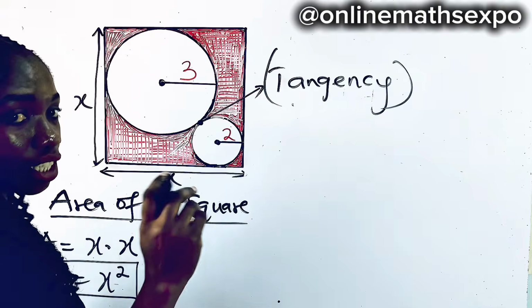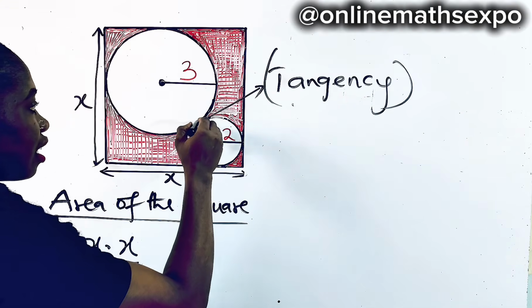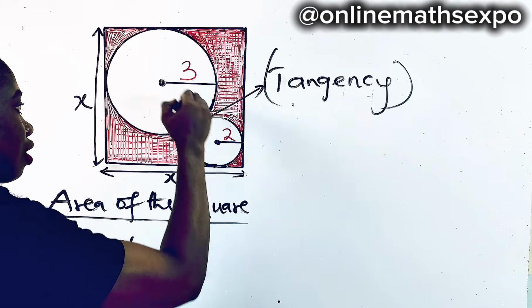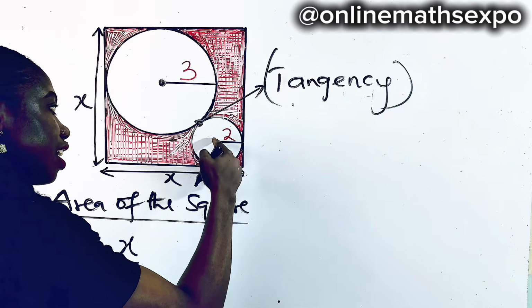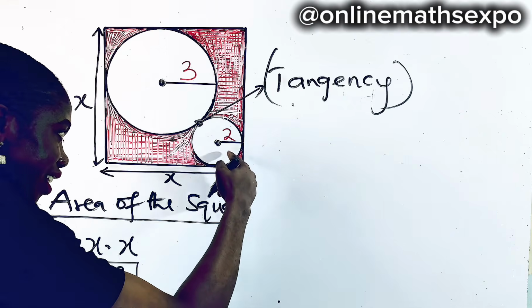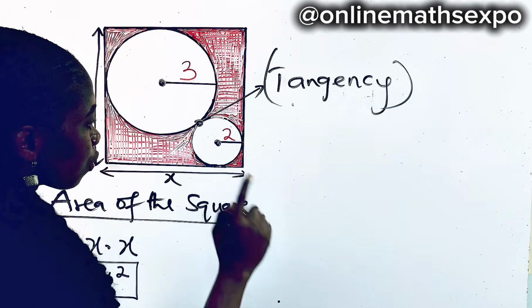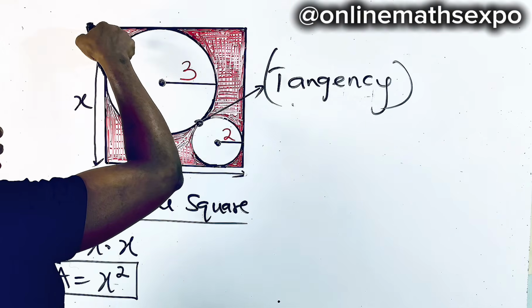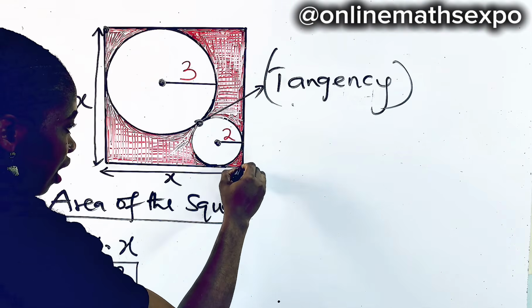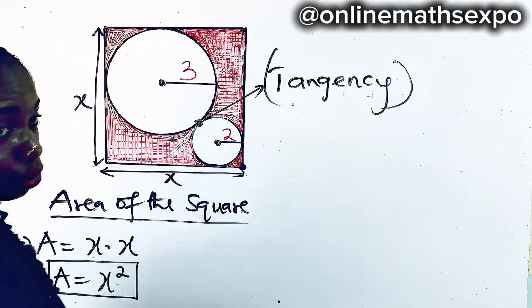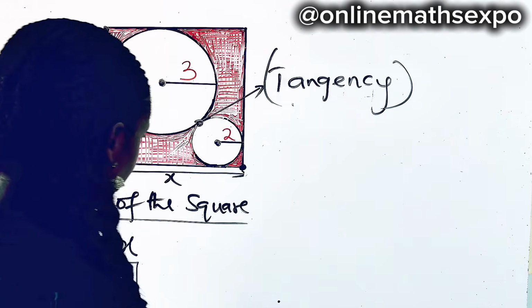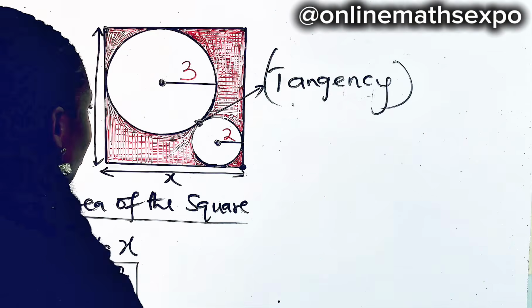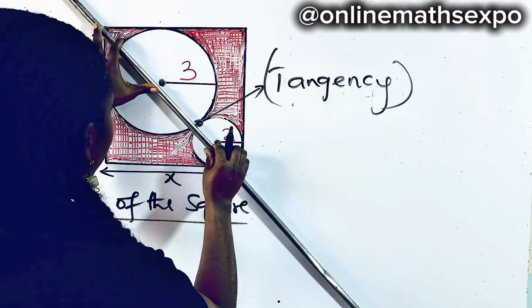And obeying your tangency theorem, we have it that these 3 points are collinear. They form a straight line. And if this is true, we can extend the line to touch the vertex of this square and also touch this vertex so that it will help us to find the value of x.